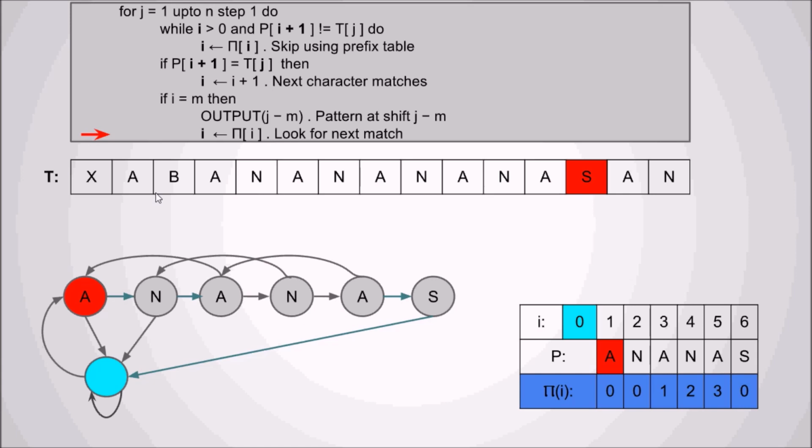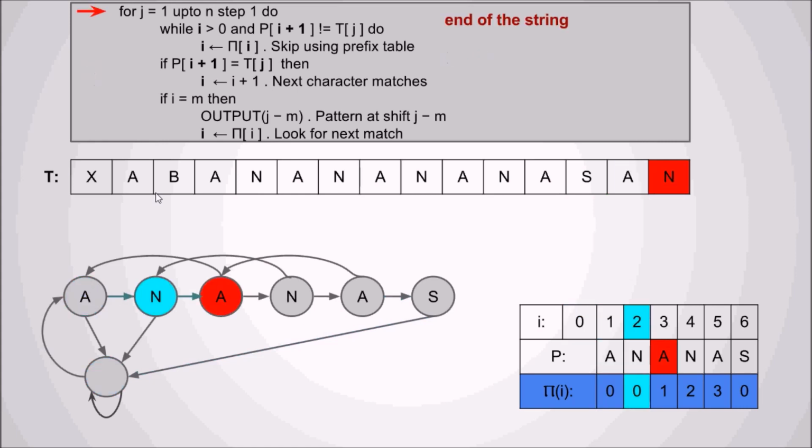Turns out it is position 0, so our I gets 0 as value. We then manage to match the first letters of our string, but we then reach the end of the text, and the algorithm ends as J is now equal to the length of the text.